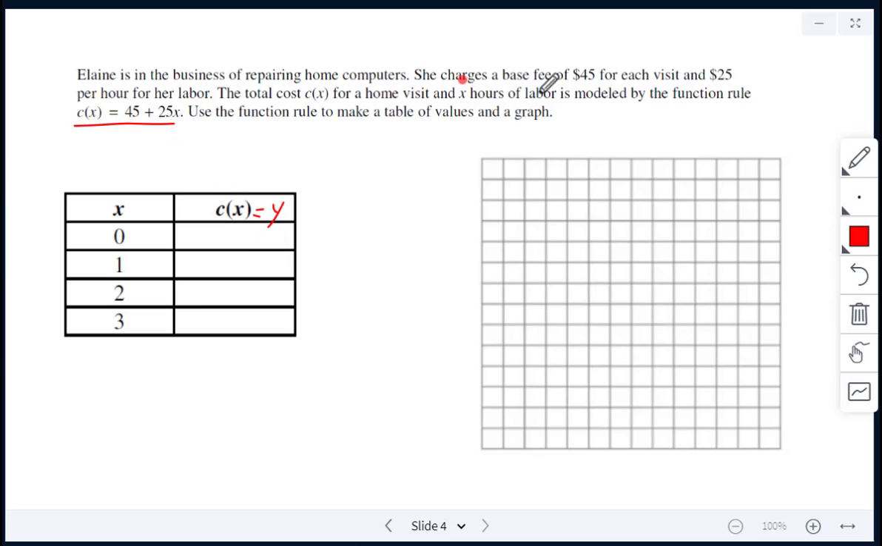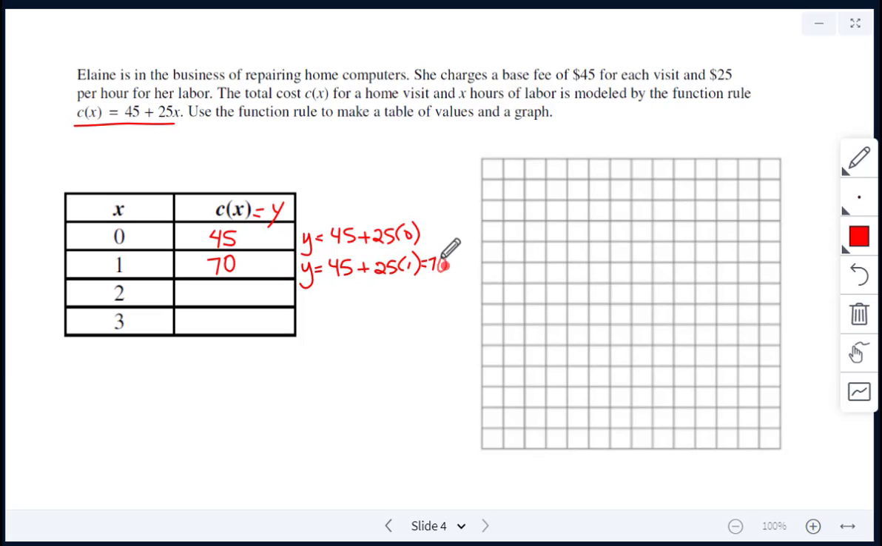Right, because $45 is her base fee just for the visit. Then she charges $25 per hour for each visit, so it goes by hours. So 45 plus 25X. Our first one here, if there's 0 hours, then 25 times 0 is just 0, so it would just be 45. So y is equal to 45 plus 25 times 0, which gives me 45. Next, if she worked for 1 hour, that would be 45 plus 25 times 1. 25 times 1 is 25, plus 45. That is 70. So if she stays for 1 hour, she's getting $70.